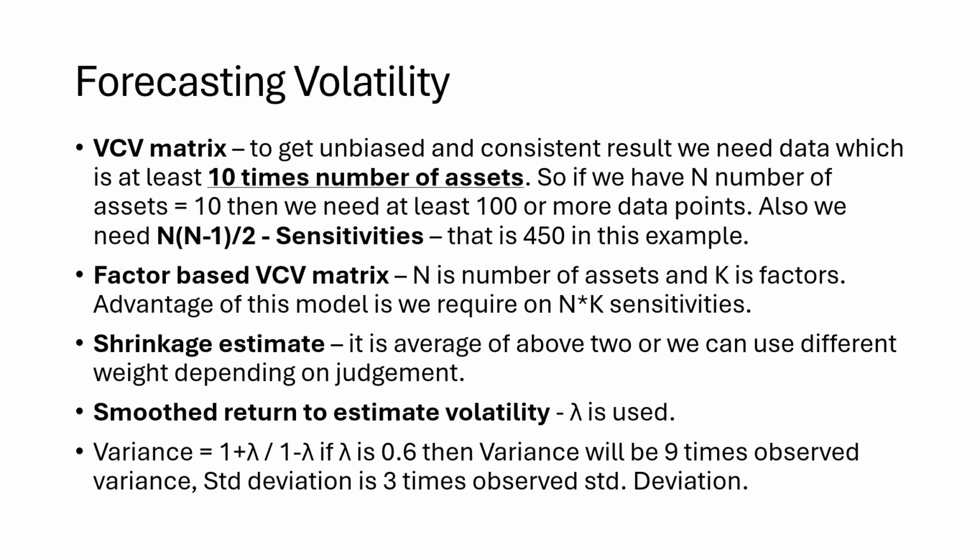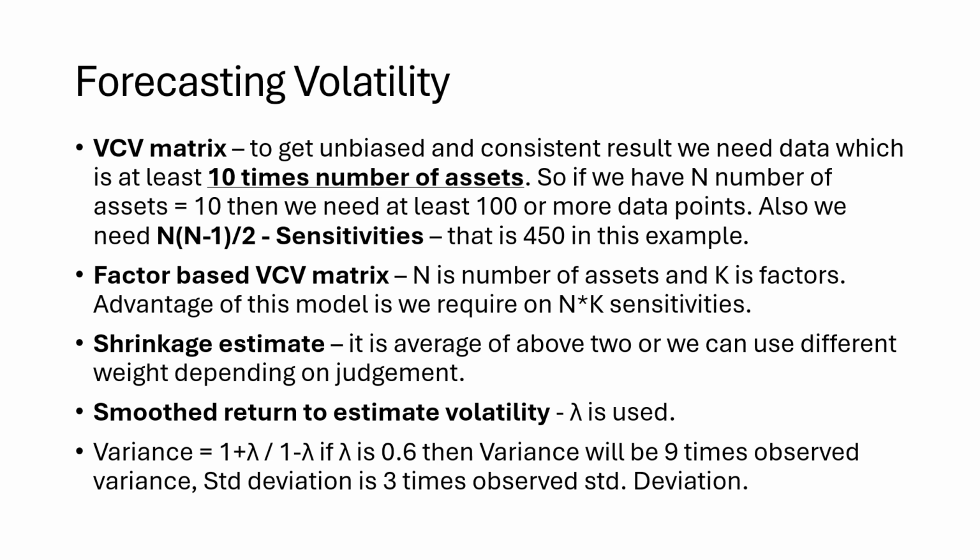First of all, to get unbiased and consistent result, we need lot of data points. How many number of data points? 10 times number of assets. So for example, if we have 10 number of assets, and to forecast the volatility, we need at least 100 points. And also we need a sensitivity. We can say for now the sensitivity is like a covariance. So how many covariances we need? We need at least 450 in this one. So that is lot of estimates to be done. And because of this, we get biased and inconsistent result.